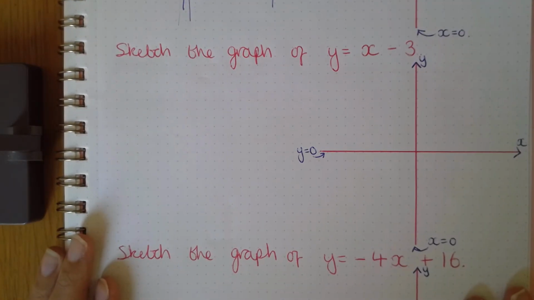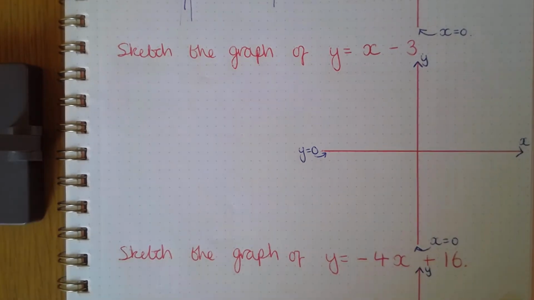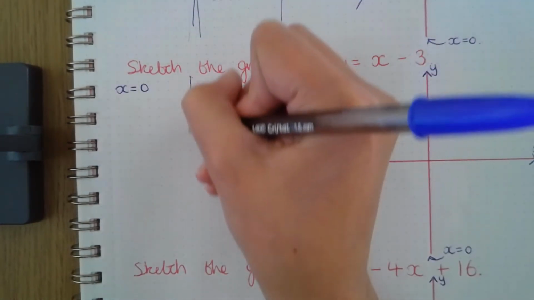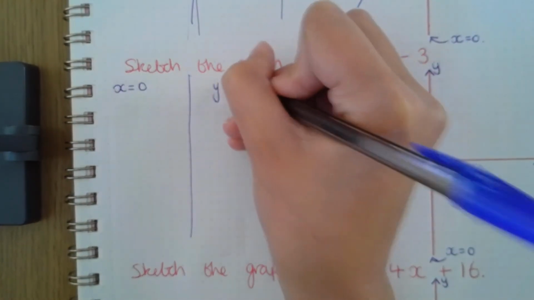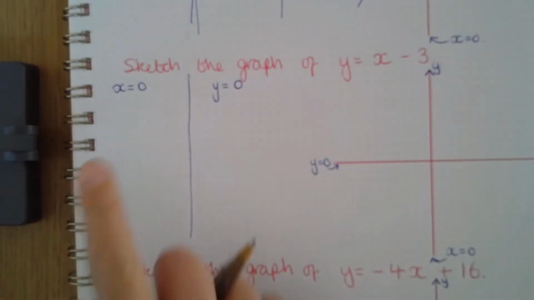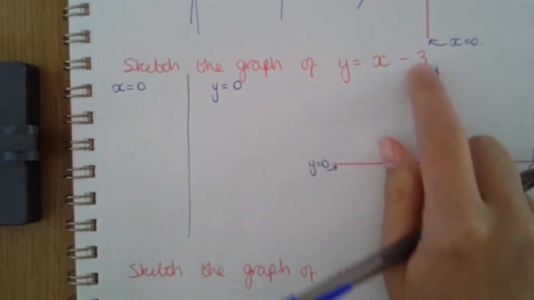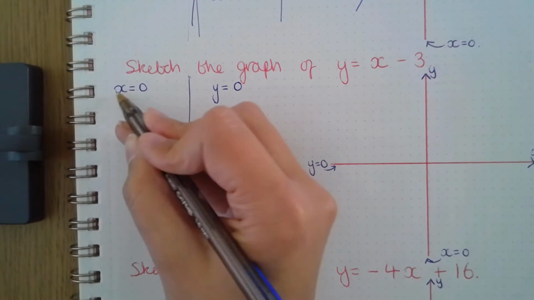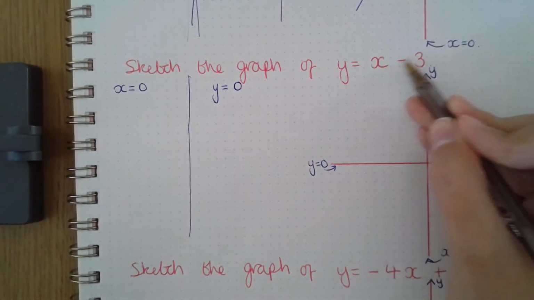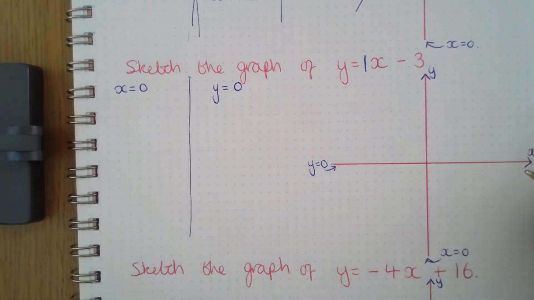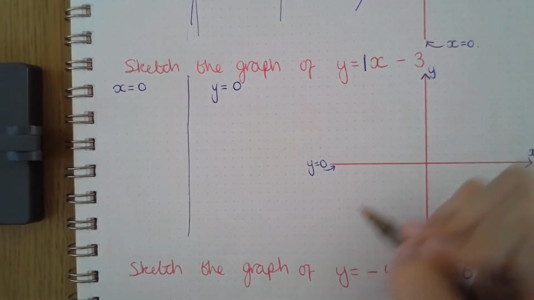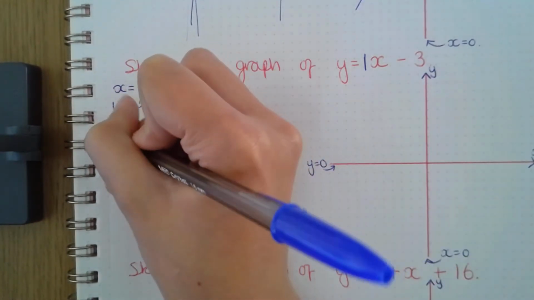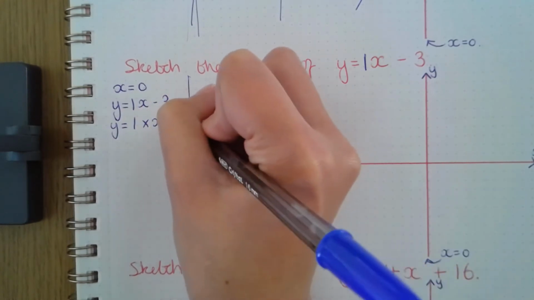Sketch the graph of y equals x take 3. So I'm going to have a column for x equals 0 and a column for y equals 0. We should already be able to guess where it's going to cross the y-axis, but we'll do it anyway. So x equals 0. y equals x take 3 means 1x take 3. It's not got any number before the x, so it's 1. So y equals 1 times x take 3.